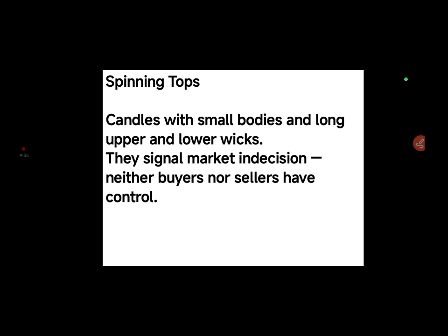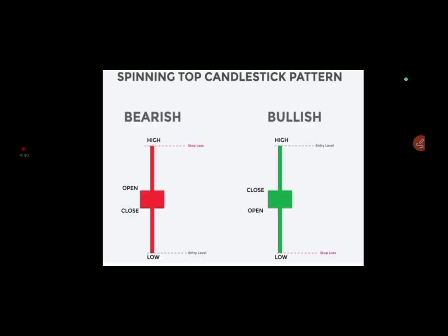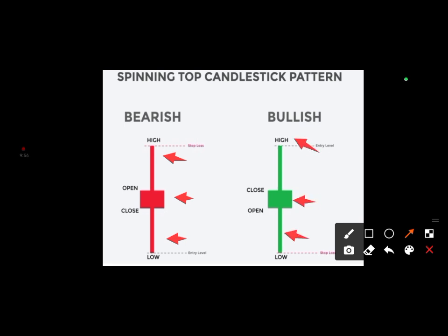Can you see now? Look at it, the characteristics or the quality is more or less that of a hammer. But you can see why it is different: its upper and lower wicks are almost of the same length and they have a small body. Can you see now? And this green is for bullish.